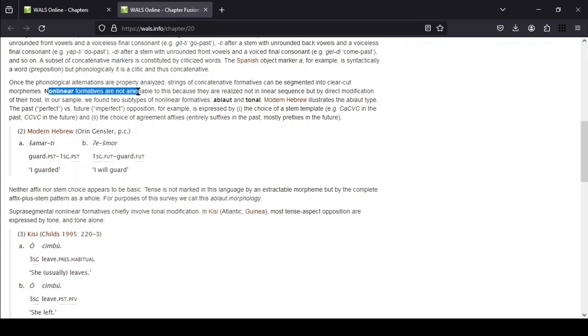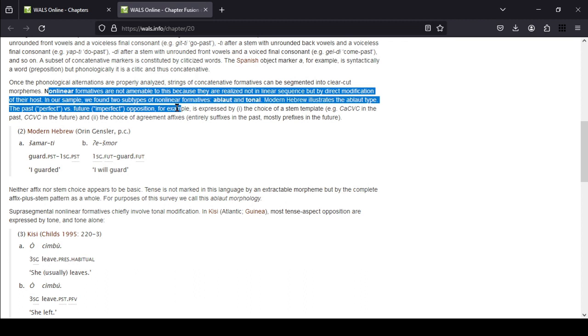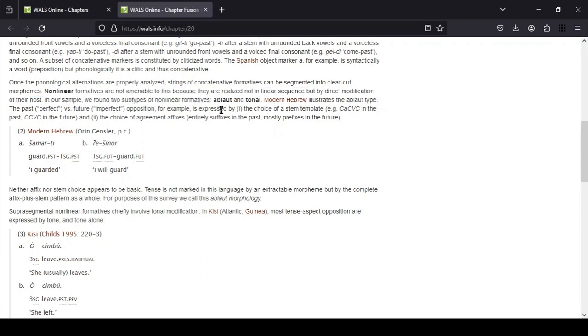Nonlinear formatives are not amenable to this because they are realized not in linear sequence but by direct modification of their hosts. In our sample, we found two subtypes of nonlinear formatives, ablaut and tonal. Modern Hebrew illustrates the ablaut type. The past perfect versus future imperfect opposition, for example, is expressed by the choice of a stem template, CaCaC in the past, CCoC in the future, and the choice of agreement affixes: entirely suffixes in the past, mostly prefixes in the future.